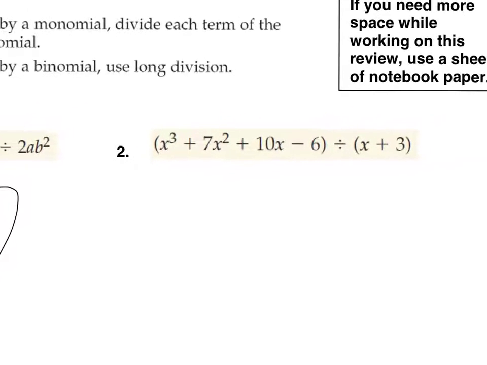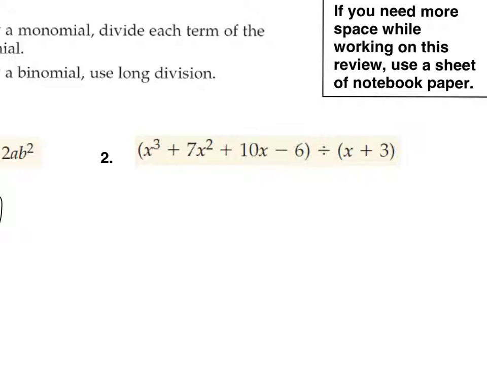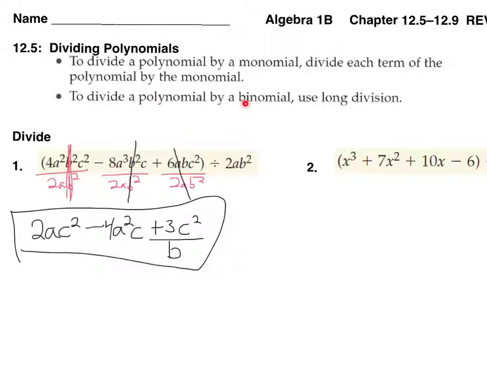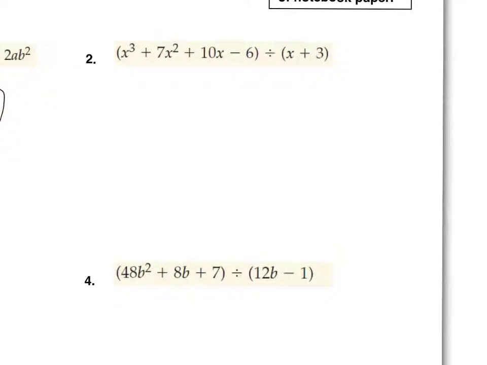Now look at number 2. We're not just dividing by a monomial, we are dividing by a binomial. So, to divide by a binomial, use long division. This is where you have to put the polynomial inside the division box. I'm just going to rewrite it in here. And the divisor, the thing you're dividing by, we're going to put that outside.